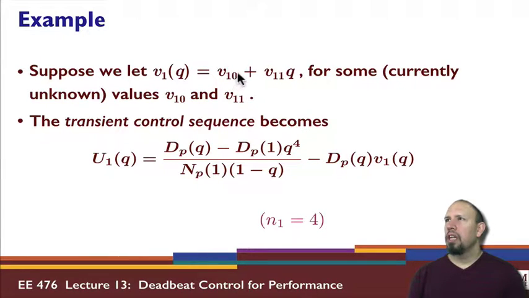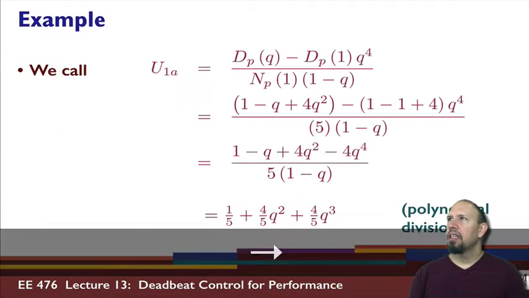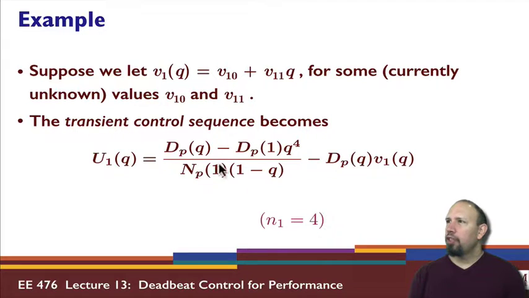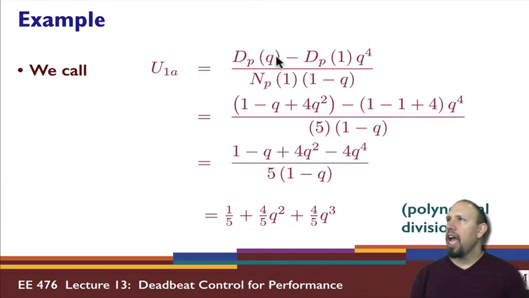So v1 0 is the coefficient multiplying the 0 power of q. This is multiplying the 1 power of q. So that's where the subscripts come from. So here's the transient control sequence. Okay, this is what we have. And we actually plug in the values of NP and DP. So notice that U1 has two parts, U1A and U1B times V1. Okay, so U1A is this part, and when we simplify it down, it boils down to this.